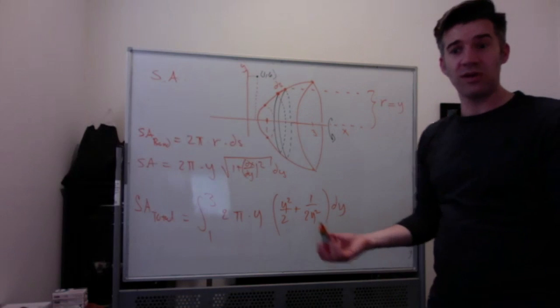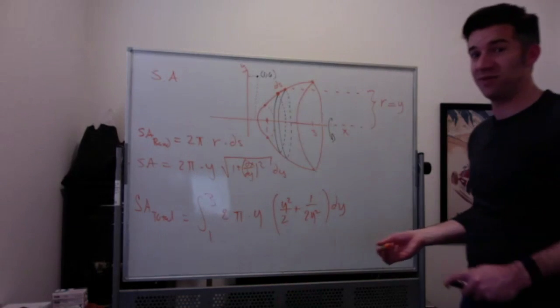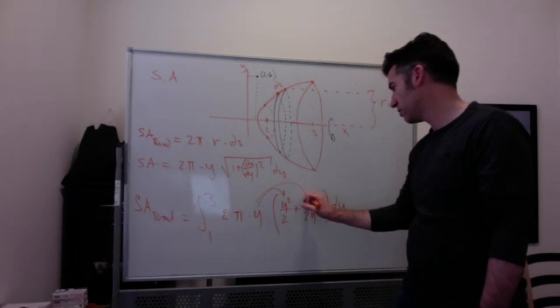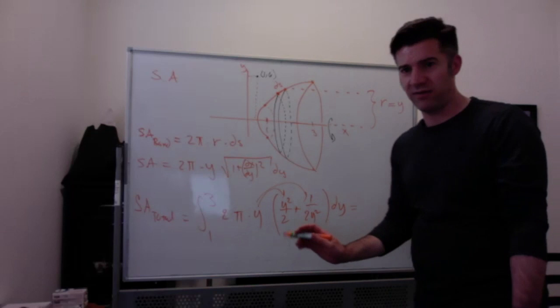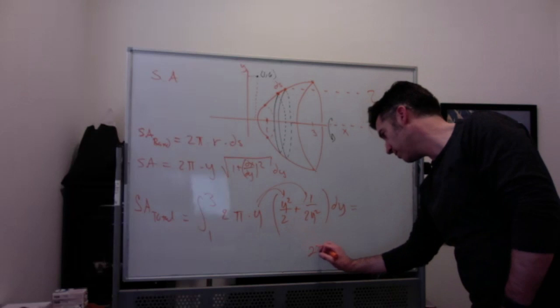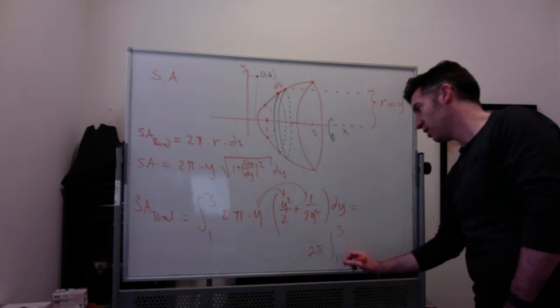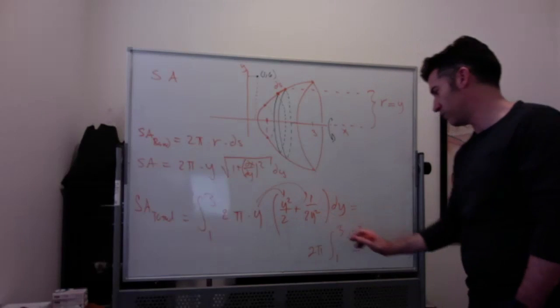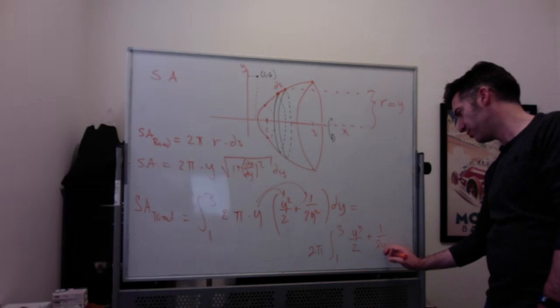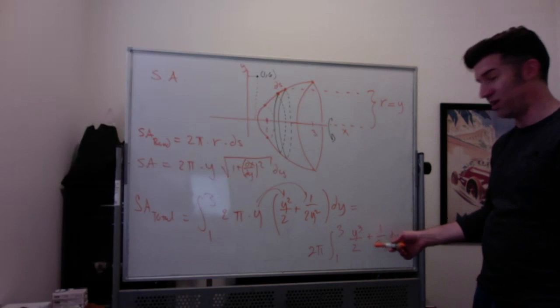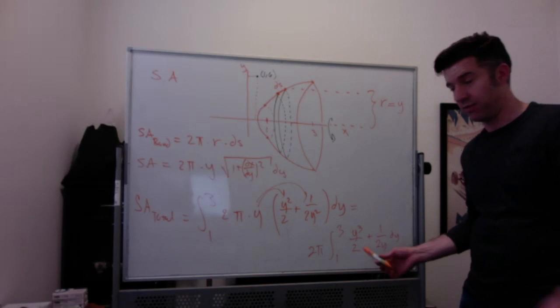So before you can integrate this, you have to distribute this y. We're going to be integrating, and I'm not going to finish the integral because I don't think that's the important part today. I'm going to bring out the 2 pi, make the integral from 1 to 3 of y times y squared is y cubed over 2, and y times 1 over 2y squared is 1 over 2y. So you'd have to integrate this. You get y to the 4th over 8 plus 1/2 natural log of absolute value of y.